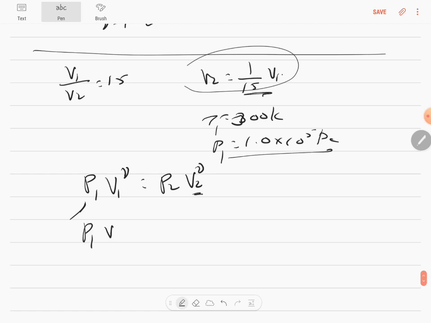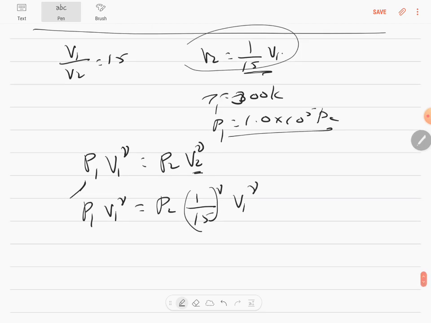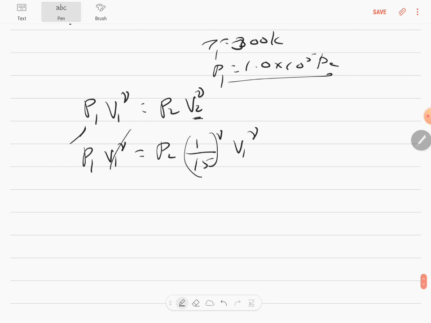So P1 V1 to the power gamma is equal to P2 into (1 by 15) to the power gamma into V1 to the power gamma. Then V1 to the power gamma will get cancelled. You know the initial pressure, you can substitute, hence you can find this, provided they give gamma. They should give gamma beautifully, otherwise we can't do it. In this sum, gamma has been given as 1.4.